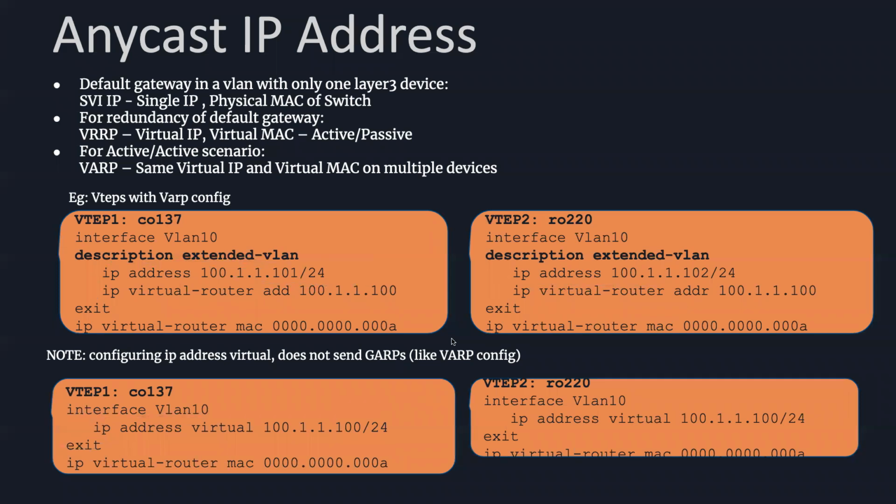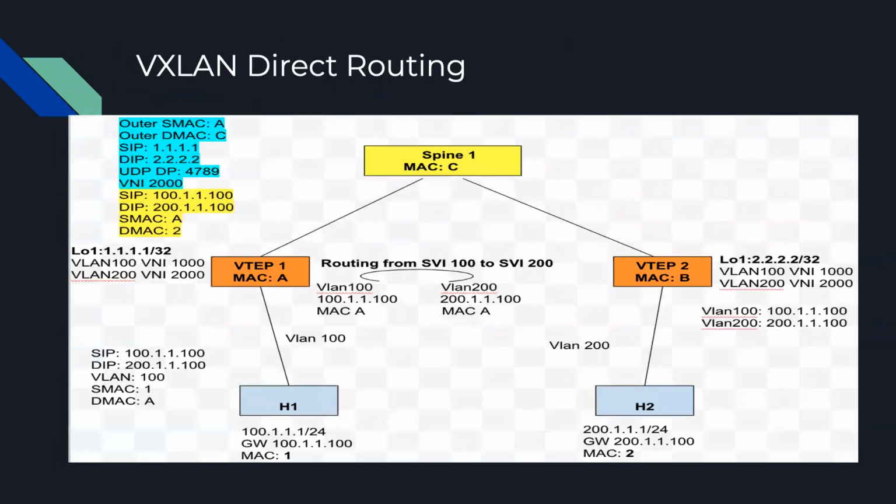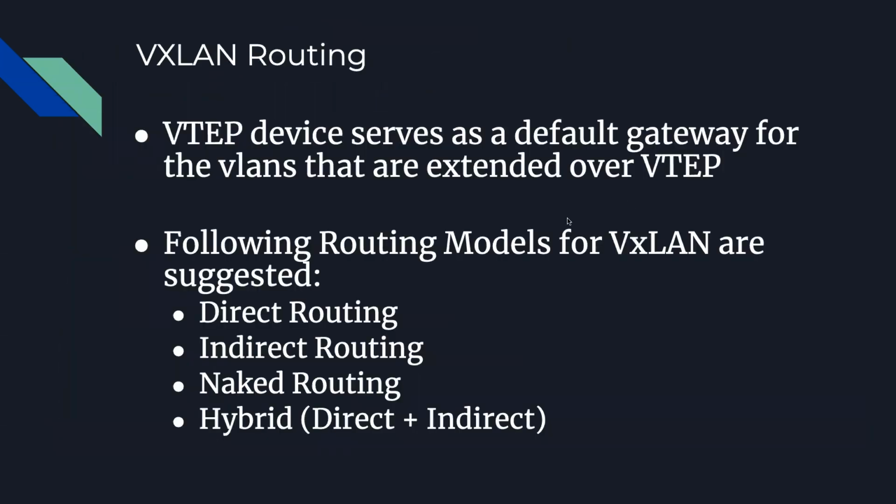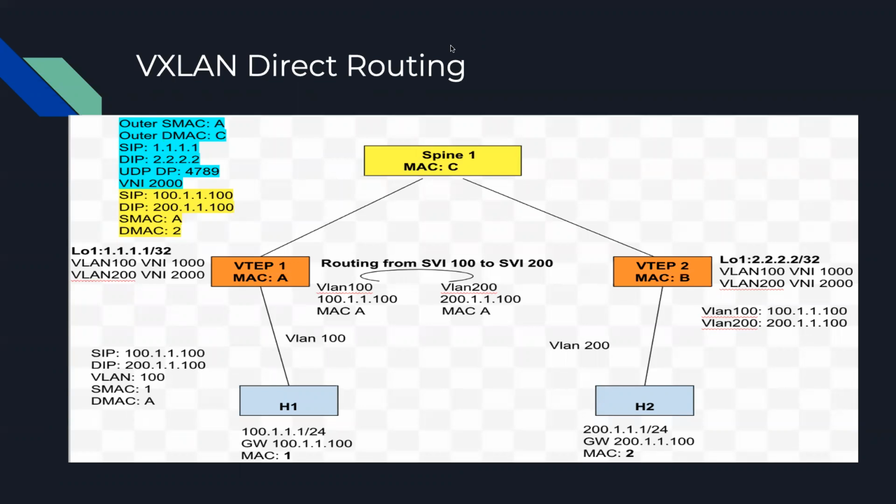Is it clear? Any question? Okay, so if there is no question, then let's move to the different variants. We already discussed how packets flow. Now there are different variants of routing models in VXLAN. One is direct routing, another is indirect routing, and hybrid, which is direct plus indirect. Or we can also say there is one more, centralized routing. So let's discuss first what direct routing is.